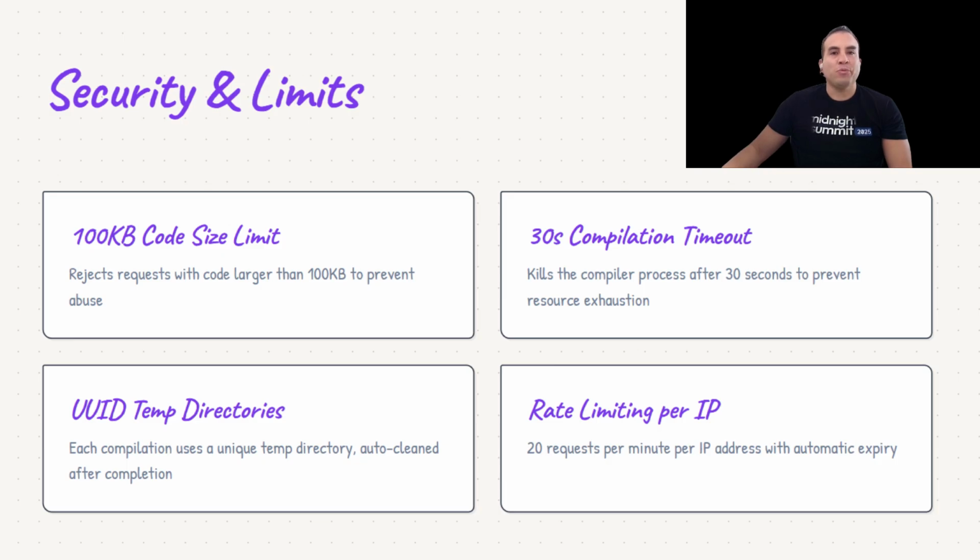Each compilation runs in its own temp directory with an ID name. This gets cleaned up automatically after compilations finish, success or failure. So there's no state leaking between requests. And of course, the rate limiting we already discussed, 20 requests per minute per IP. All of these together make it safe to run as a public service without worrying about someone abusing it.